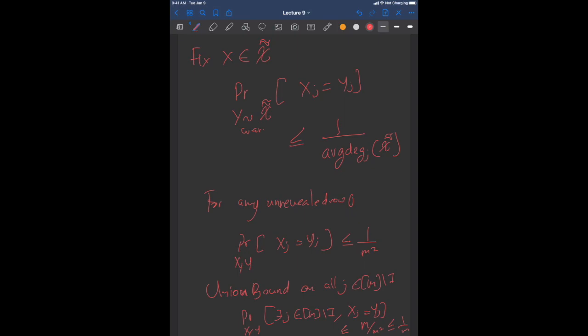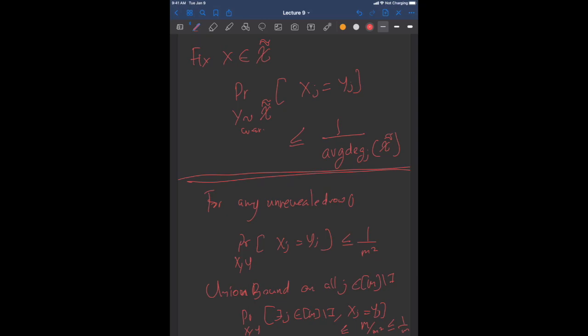So with probability at least 1 minus 1 over m, you would get a pair of matrices x and y where all the unrevealed rows are different. So with non-zero probability, you will satisfy promise 2 also. But we need to prove this one, and this one is a simple fact.